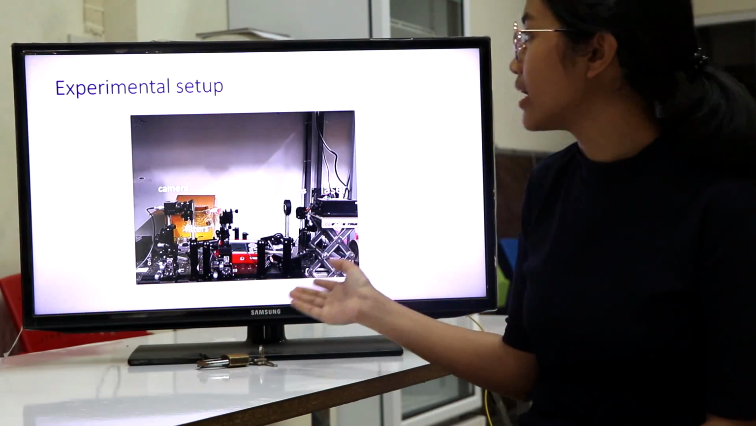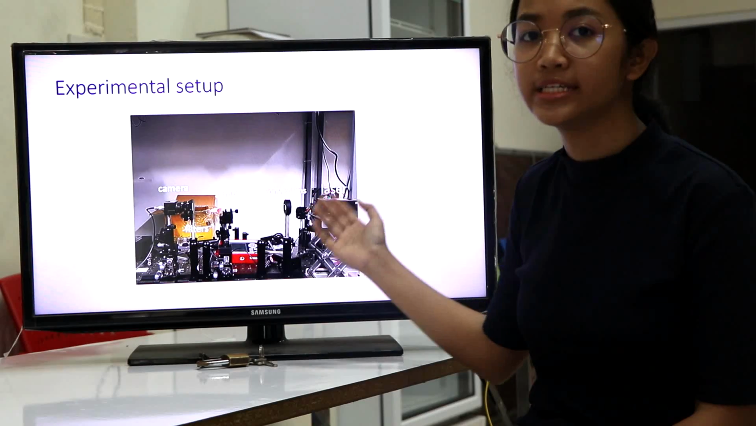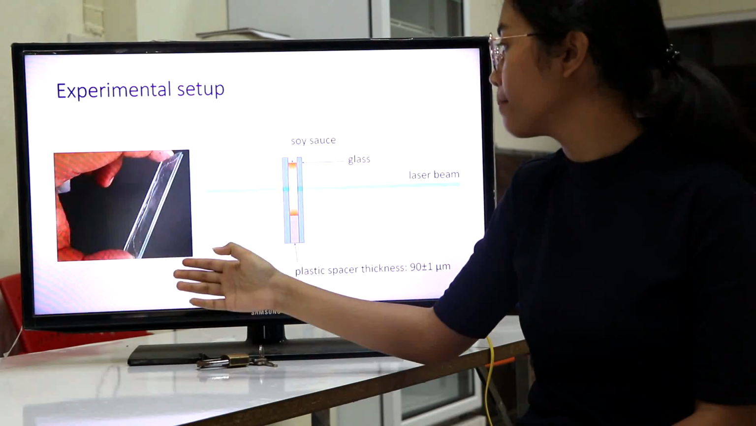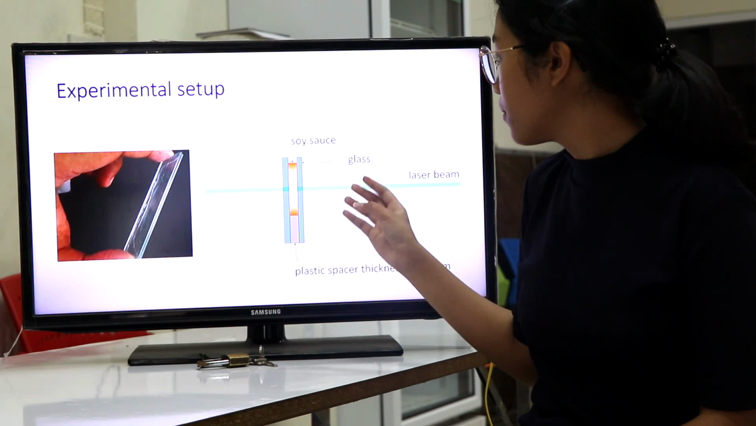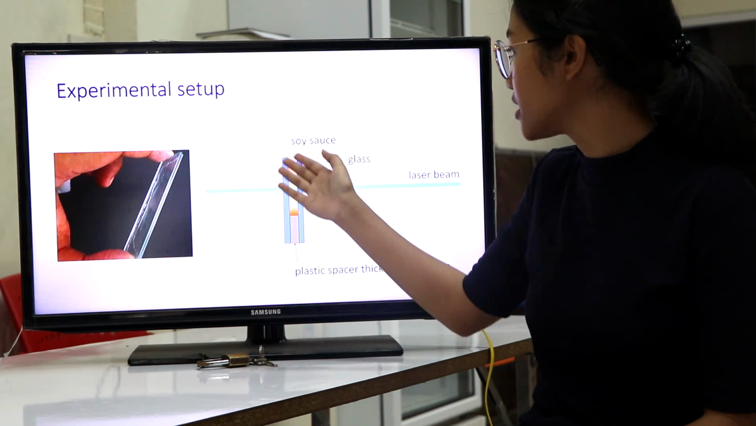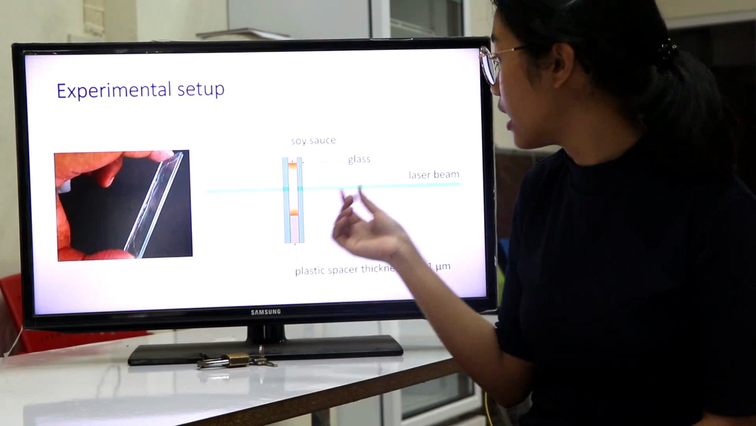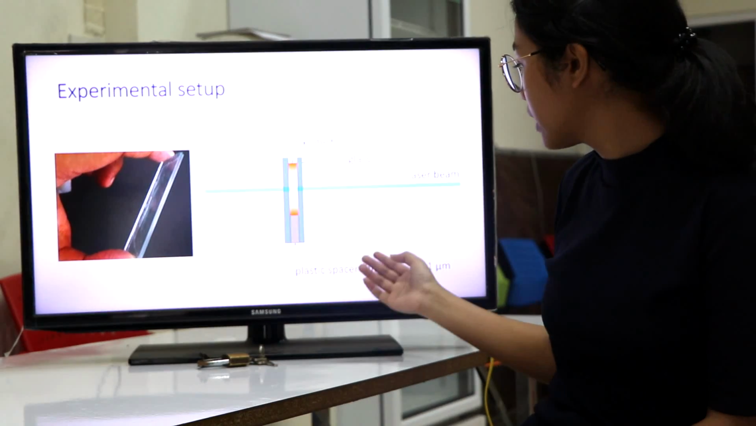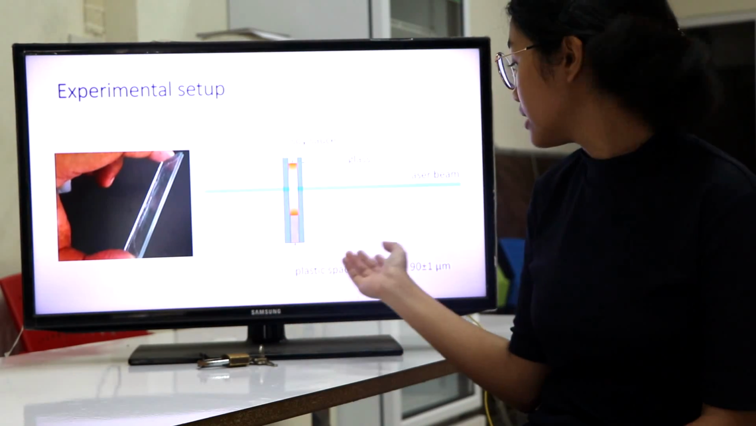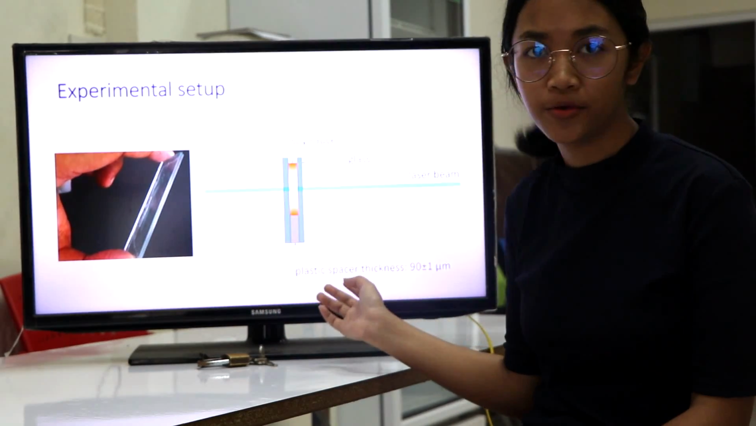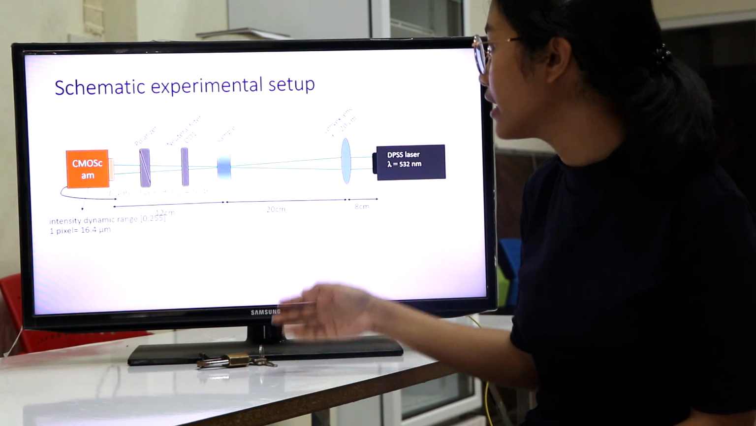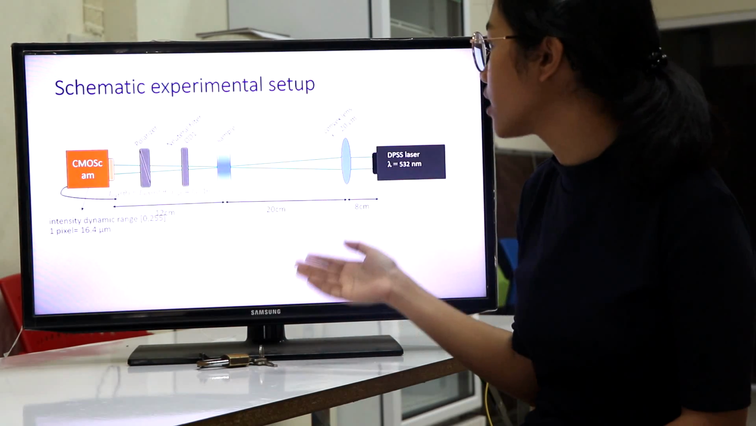So this is my experimental setup. I use a laser, convex lens, sample, filter, and camera. My medium, or soil salts, is held in a glass cuvette which has a thickness of 90 micrometers, with the laser beam. Okay, and this is the schematic of the experimental setup.